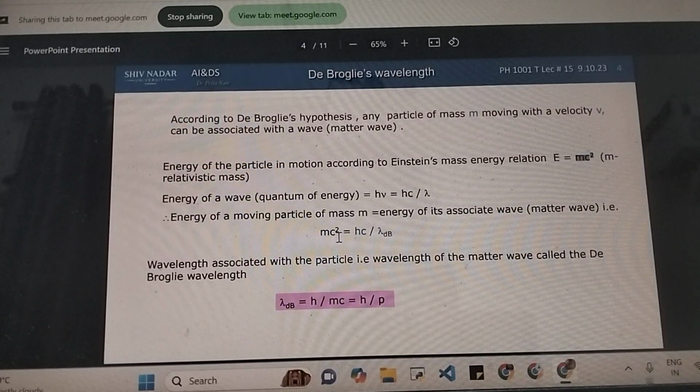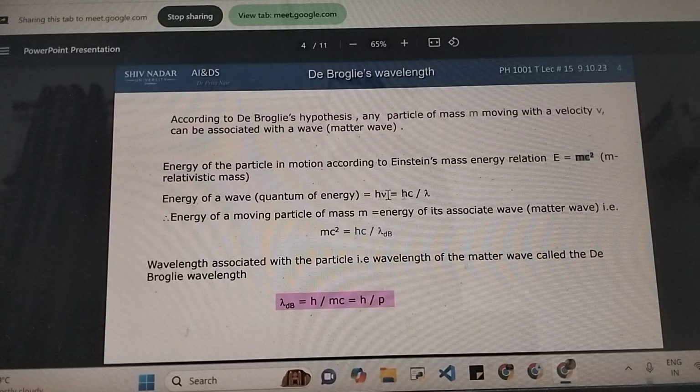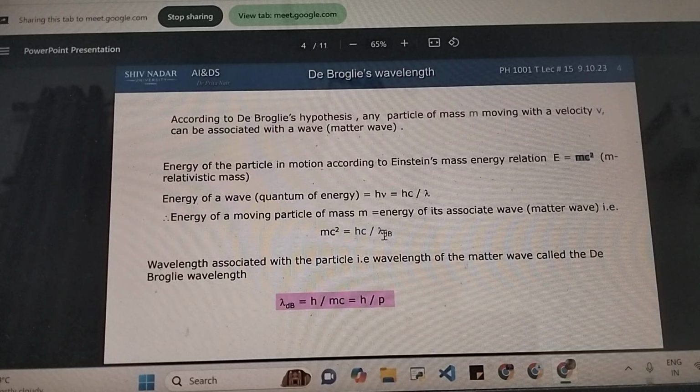So we equate both: mc squared equals hc by lambda. And this comes from the particle nature. A particle has a mass and a velocity, and this comes from the wave nature. A wave has a frequency and wavelength, and by equating both these, we are trying to imply that the same object has a wave nature as well as a particle nature.